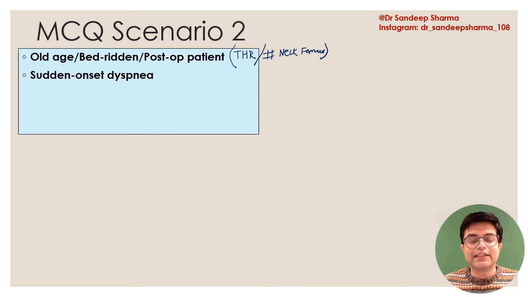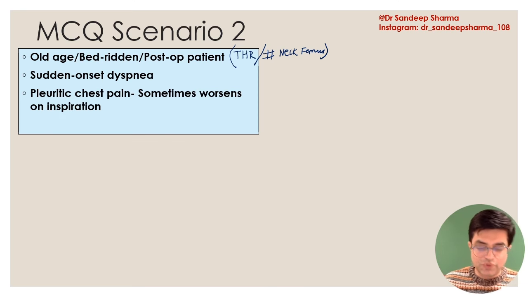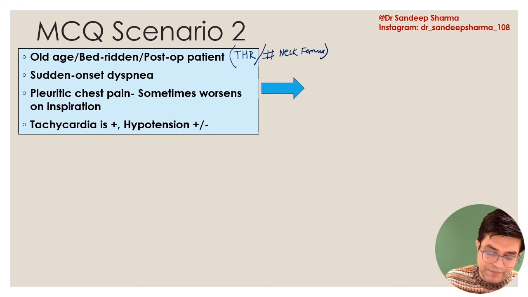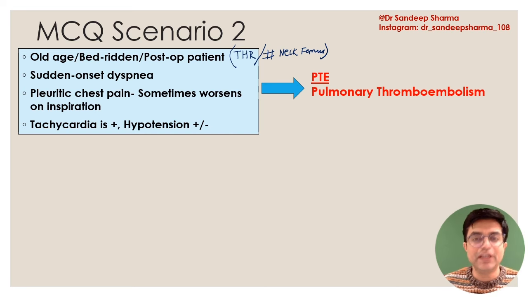Secondly, they will say that the patient with this risk factor, for example, bedridden old 60-year-old, 70-year-old patient suddenly develops acute onset dyspnea, that is breathlessness. Question will say that there is also pleuritic chest pain, sometimes worsening on deep inspiration, and the patient will be having tachycardia. Hypotension may or may not be present in the patient. So whenever there is a risk factor predisposing to thrombosis and there is sudden onset dyspnea with tachycardia with or without hypotension and pleuritic chest pain is present, you will think the likely diagnosis is going to be, yes, it is going to be PTE. What is PTE? Pulmonary thromboembolism. It is also called as pulmonary embolism in the patient.